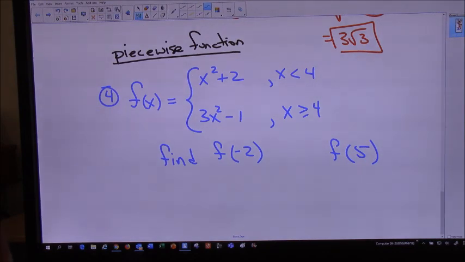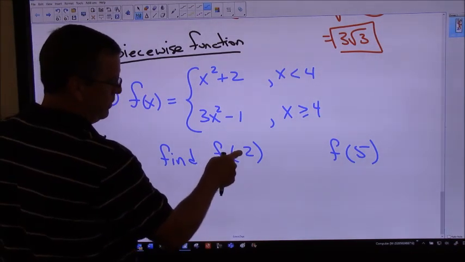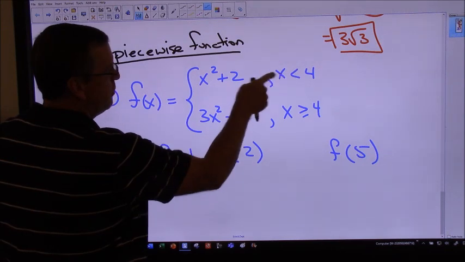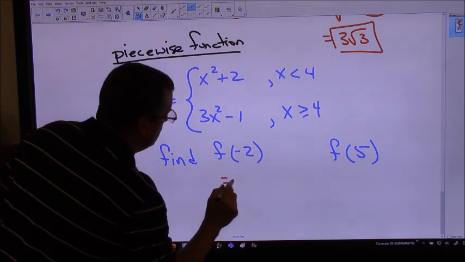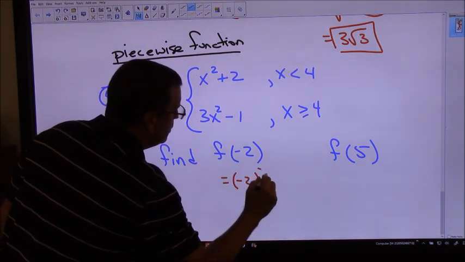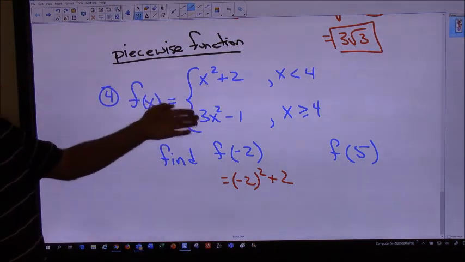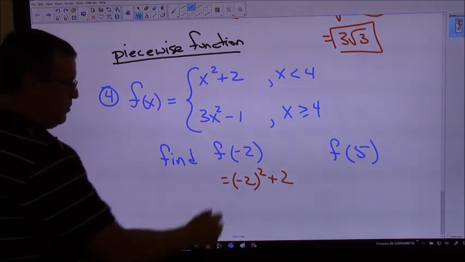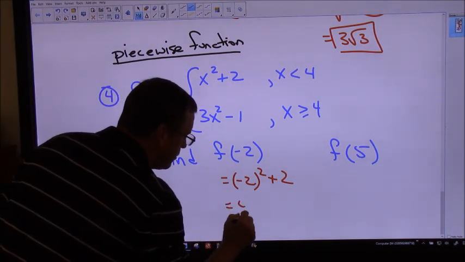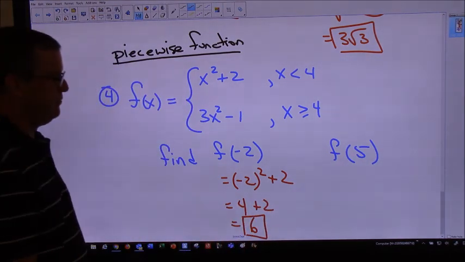You guys go ahead and answer those real quick. I would look at this and say, okay, -2, that's the number I'm plugging in. It happens to be less than 4, so I need to go into this first piece. So this is going to equal -2 squared plus 2. I don't want to plug it into this piece because -2 is not greater than 4. So square this, you get 4 plus 2. My answer is 6.